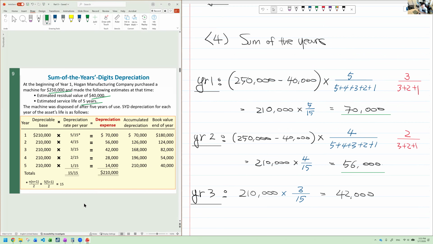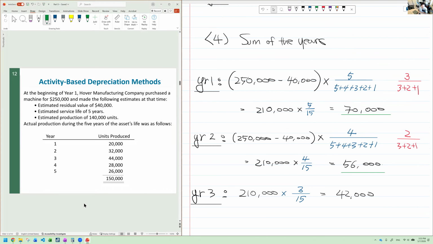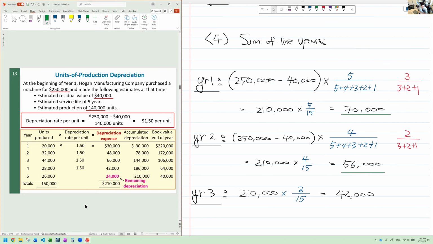So these are four different types of depreciation methods. Make sure that you go over this and be able to calculate the depreciation expense on your own.